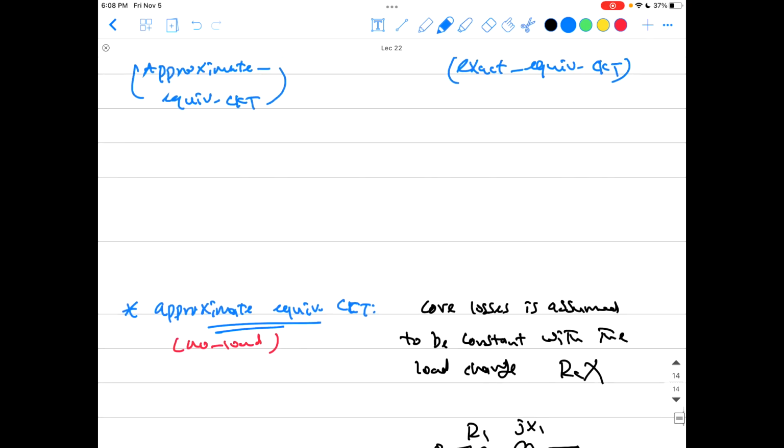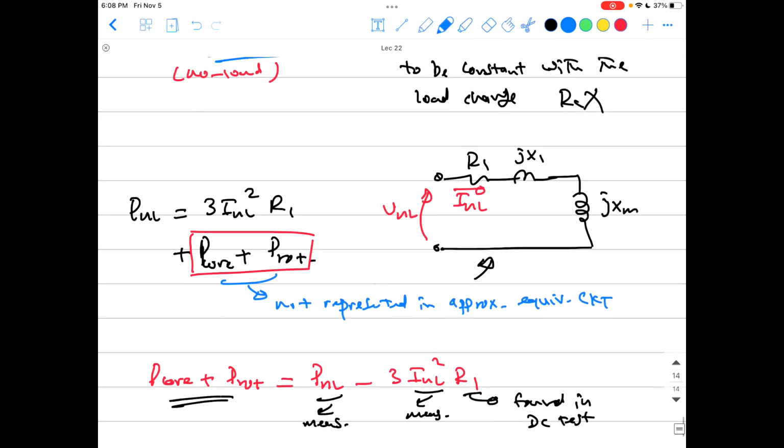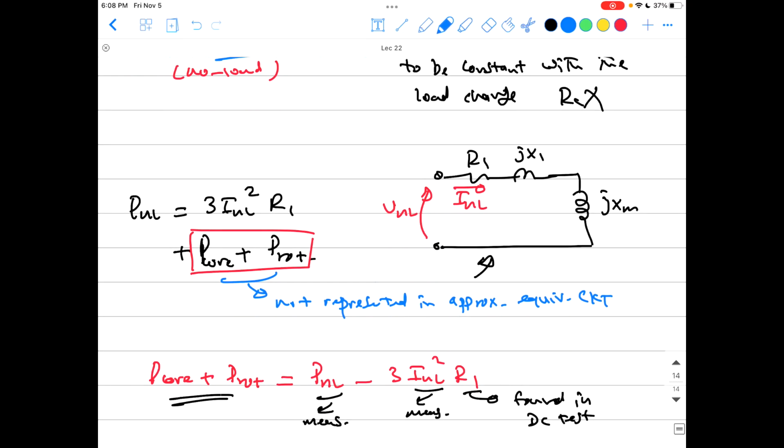What if you have the exact equivalent circuit and have RC in the circuit? That means the core losses are not lumped together with the rotational losses, but they are separated, and you need to separate them and find each one alone and find RC. We will continue talking about that next time.